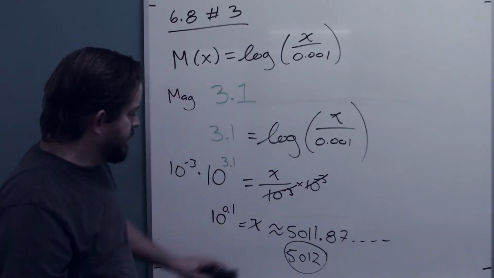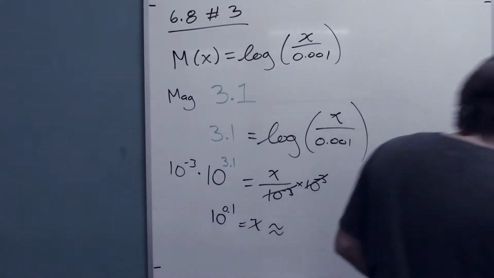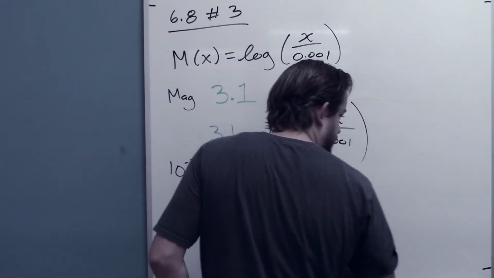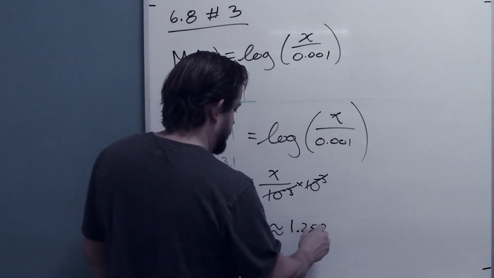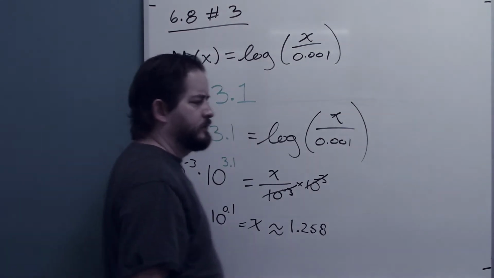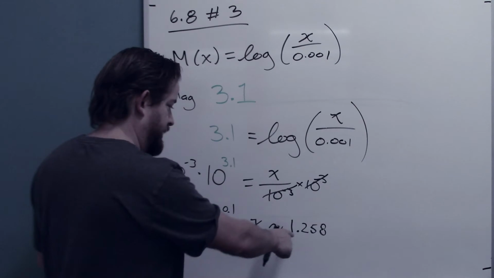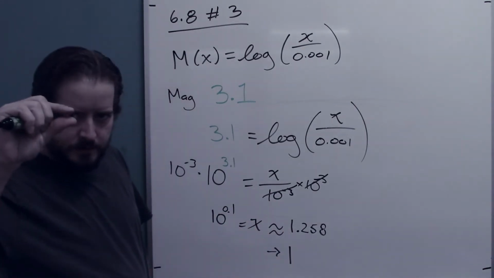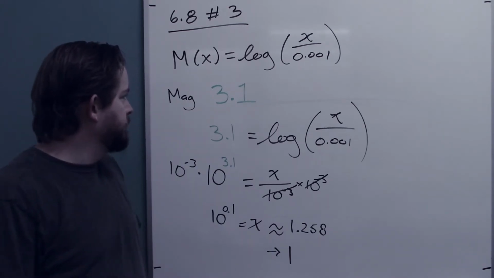Right? And that is not a lot. If I plug that one in, I get 1.258, blah, blah, blah, bunch of stuff. We're still rounding to the nearest millimeter, so 1 millimeter. That big, right? Teeny. Good.